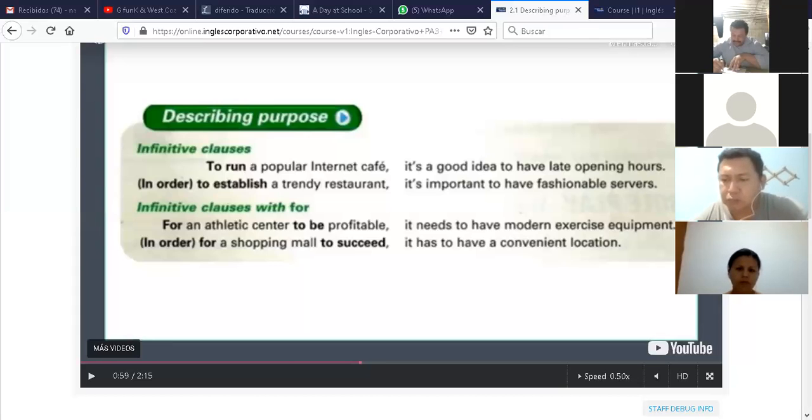Now, I'm going to give you the last example. The rest of examples are going to come from you. To, para tener mascotas, necesitas espacio en casa, o es una buena idea. Para tener mascotas, es una buena idea tener mucho espacio en casa. In order to have pets. Casi. Quedémonos en la estructura. To have pets, it's a good idea to have enough space. Yeah. It's a good idea to have enough space or room. Room es lo mismo que space. To have enough space or room at home.